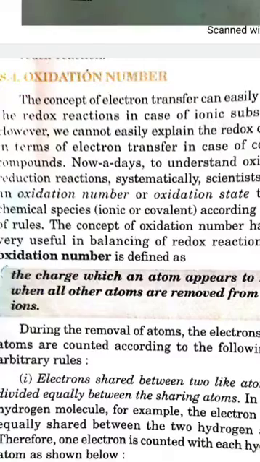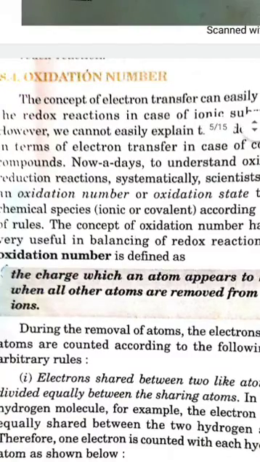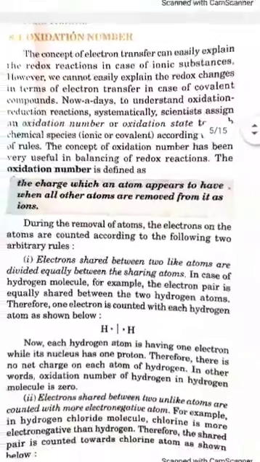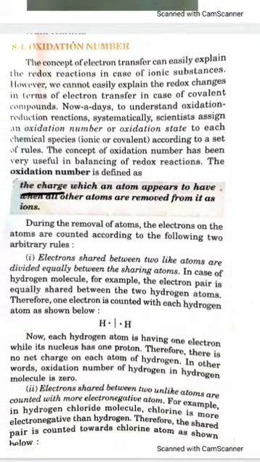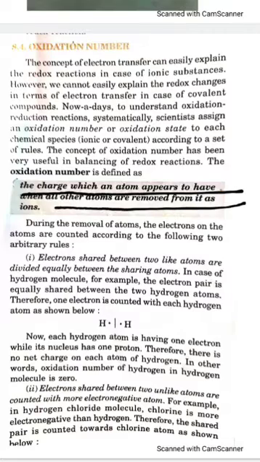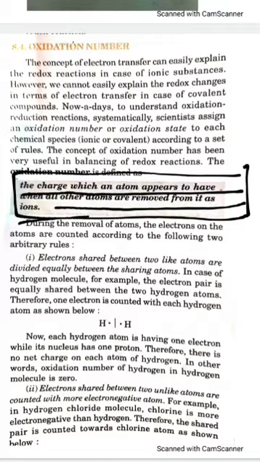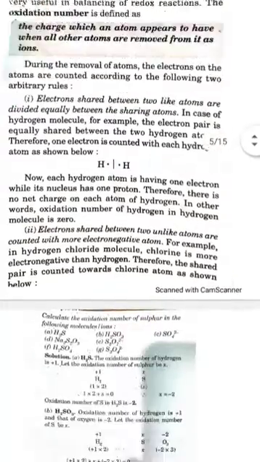Now, the term that I have used here was oxidation number. Now, what is oxidation number? It is the charge which an atom appears to have when all the other atoms are removed from it as ions. So, the definition is quite apt by itself. You can read it. Now, I can explain this statement by some examples.